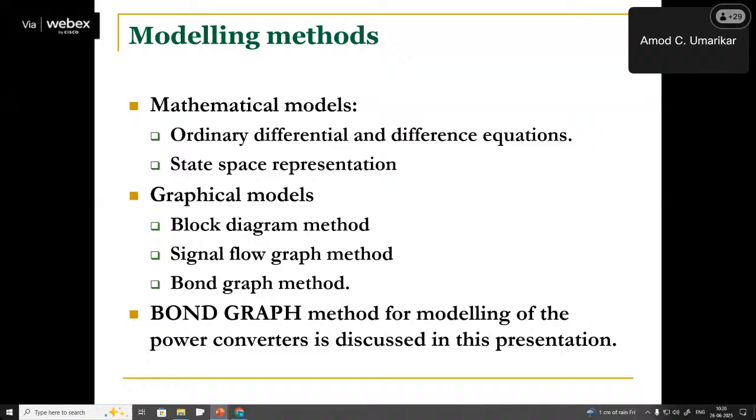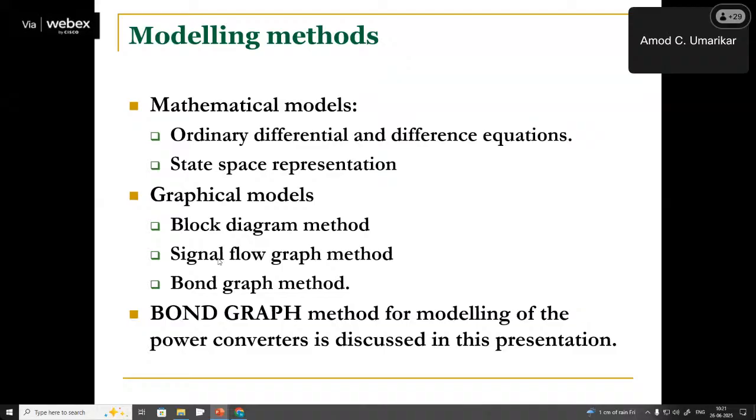So when we talk about modeling, we call it mathematical modeling. I have shown these two models here, graphical models and mathematical models. But the graphical approach is also used to get the mathematical model. The mathematical model by default consists of ordinary differential and difference equations and state space equations. Graphical methods consist of block diagrams, signal flow graphs, which you might know, and third is bond graph. So these are the methods which are used to model power electronic systems.